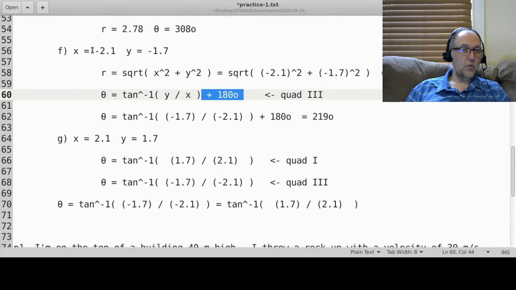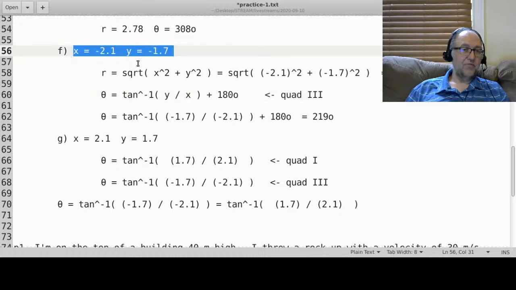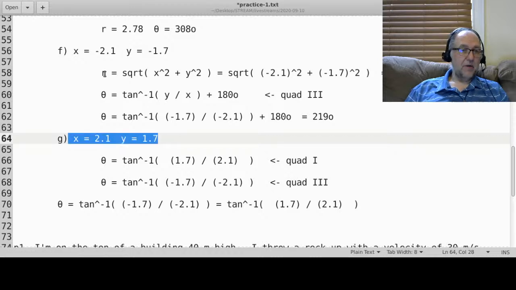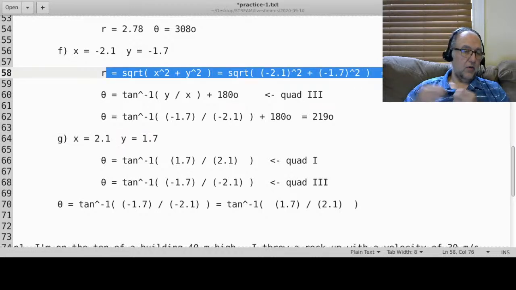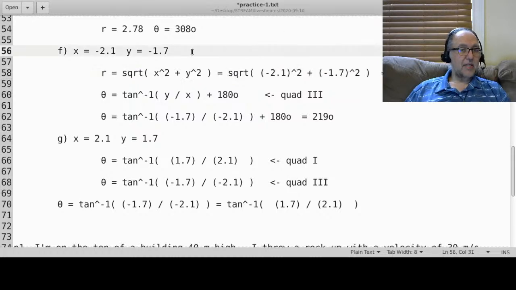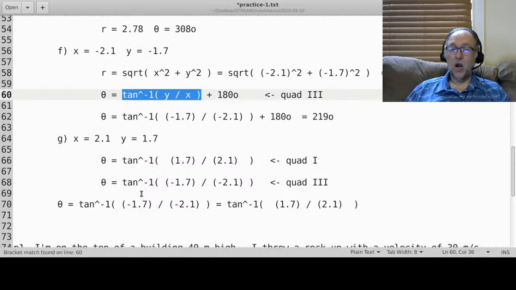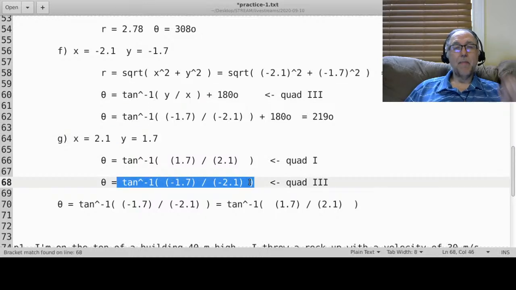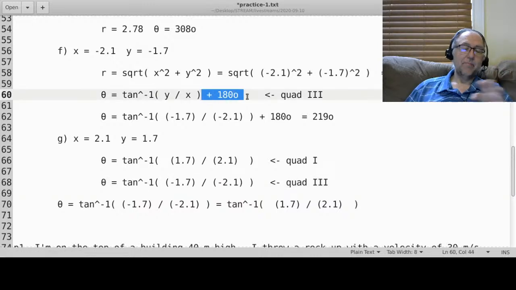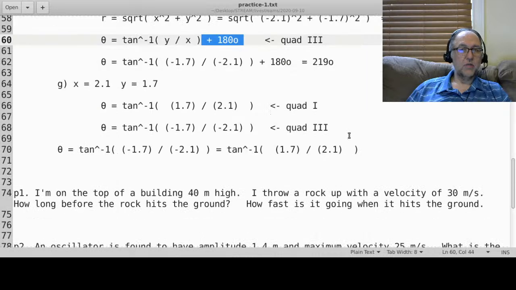The reason I added that is to show you that if you have this vector here, negative 2.1, negative 1.7, and 2.1, 1.7, they have the same R value because once you square the x and y and do the Pythagorean Theorem, you'll get the same value. But the difference is that one is in the third quadrant, one is in the first quadrant. Just the inverse tangent part of it will give you the same number. You have to manually go in and add in that extra 180 to make sure that it winds up in the third quadrant rather than in the first quadrant. Okay, and again, this is just a property of the way the inverse tangent function works.